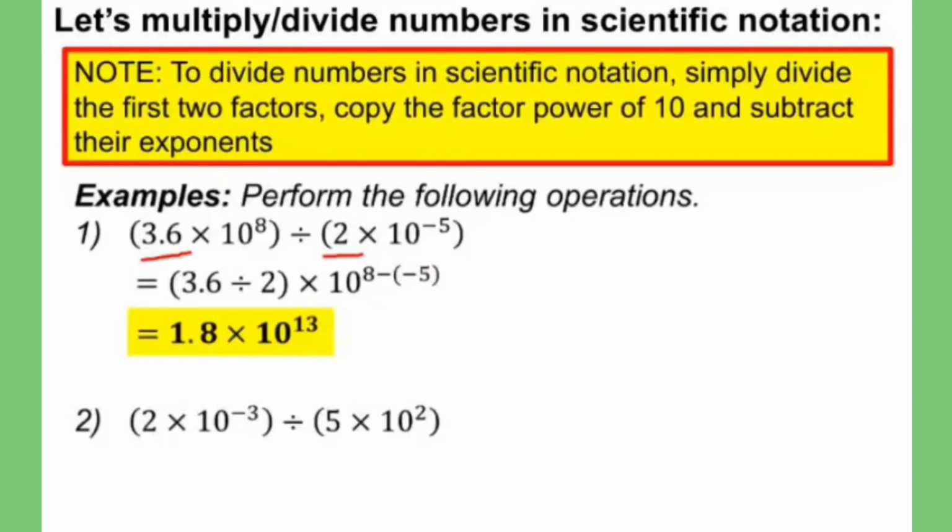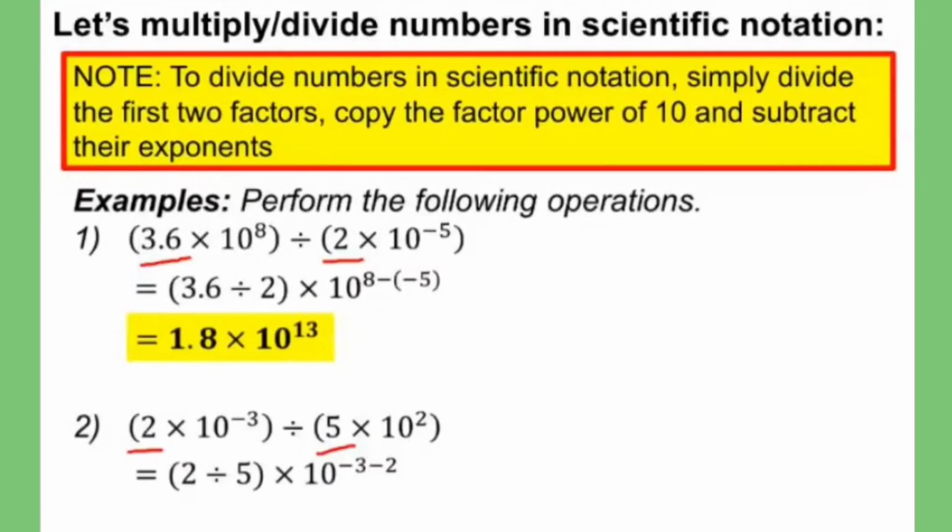For example number 2, we divide 2 and 5. 2 divided by 5, then we copy the power of 10 and subtract the exponents negative 3 and 2. So, 2 divided by 5, that is equal to 0.4. And negative 3 minus 2 is equal to negative 5.